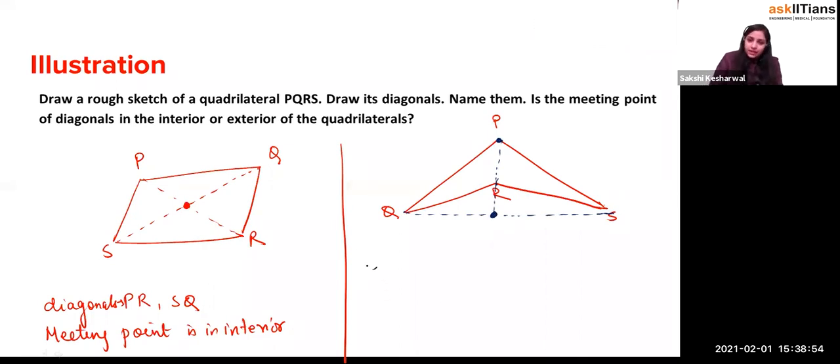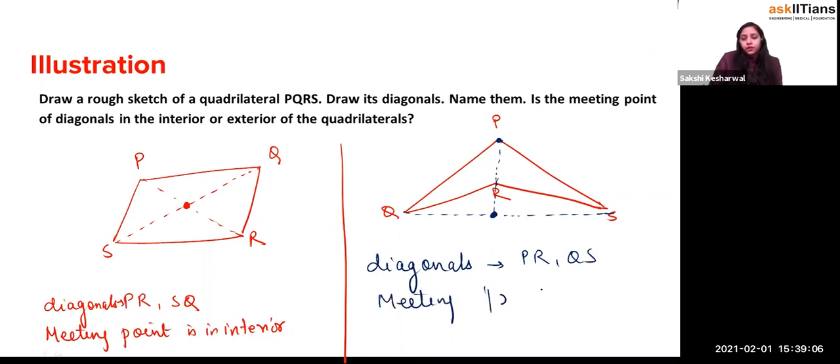Yes. So its diagonals will be what, beta? Again, PR and QS. But the meeting point is in the exterior. Yeah, its meeting point is in the exterior. This is known as what? Meeting point.